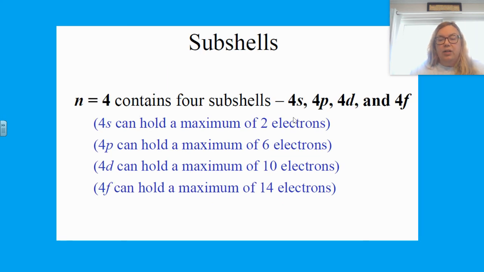And finally here, with 4d, if all of these were filled, and you're like, hey, if it's possible, how many electrons would be in the 4th energy level? Then you would add all of those electrons together, and it's actually possible for there to be 32 electrons in the 4th energy level if these were all filled.